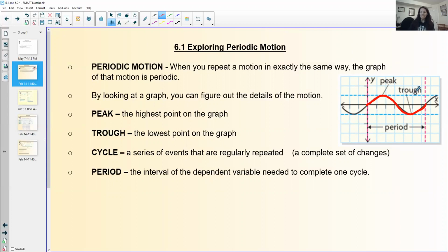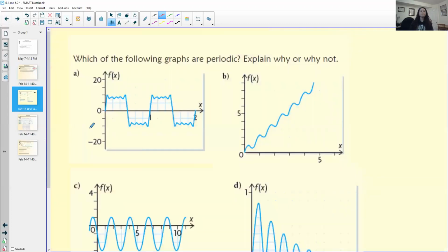So that's your cycle. And then if I wanted to know how long the cycle is, we have a special name for that. It's called the period of the function. So the period of the cycle is the length of the cycle. Okay, so you've got kind of 4 definitions that'll just identify different parts of your periodic function. Okay, let's identify a few.